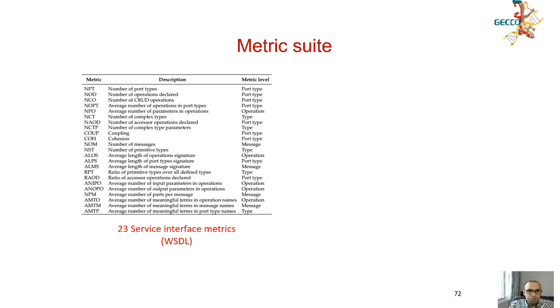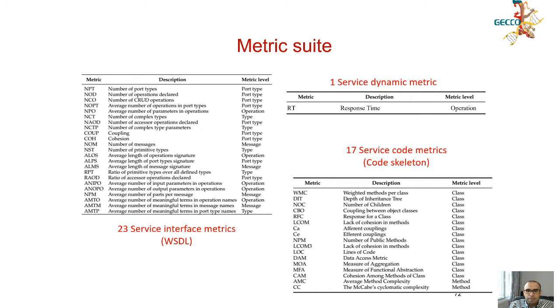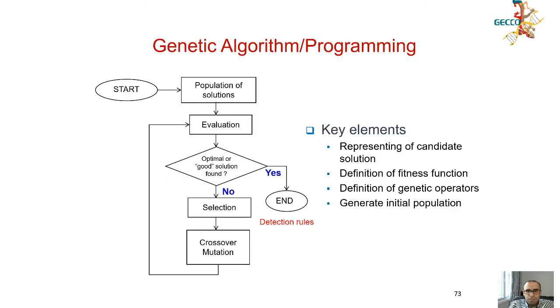Our metric suite consists of several interface level metrics and other metrics that are generated from the source code, as well as one dynamic metric, which is the response time. The metrics could also be extended when new metrics are available. In our adaptation here, we use the standard genetic algorithm. It starts with a random population of solutions. Then each solution is evaluated using the fitness function.